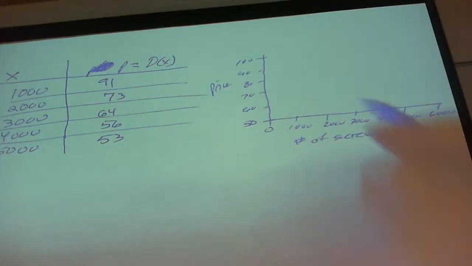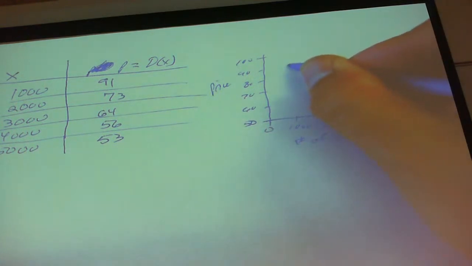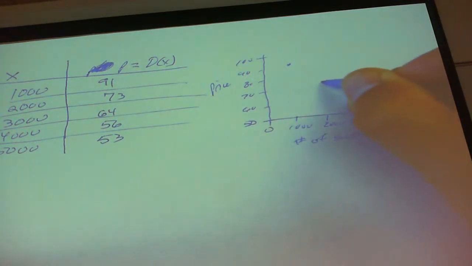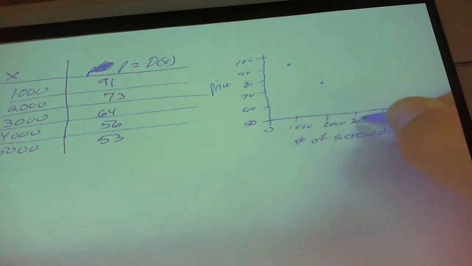Do it by hand. So 1,000, 91, 2,000, 73, 3,000, 64, 4,000, 56, 5,000, 53.